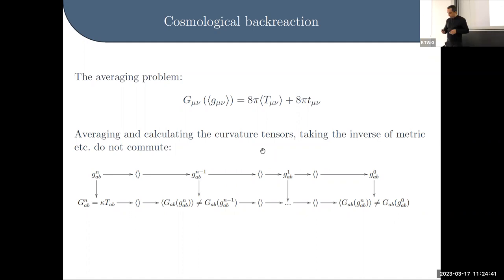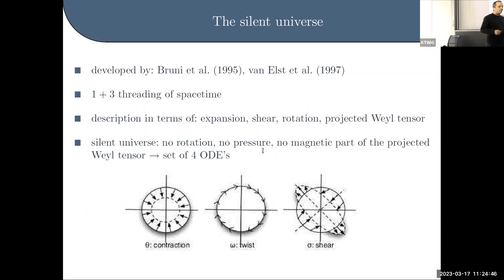So the silent universe is based on the technique of decomposition of the Einstein equations, which is called the 1+3, which resembles, of course, in the name, the usual 3+1, where we choose the hypersurface of a constant time. But in the 1+3 formalism, we pick a time-like unit vector, it can be the four-velocity, and we decompose things with respect to this velocity and spatial surfaces orthogonal to this velocity.